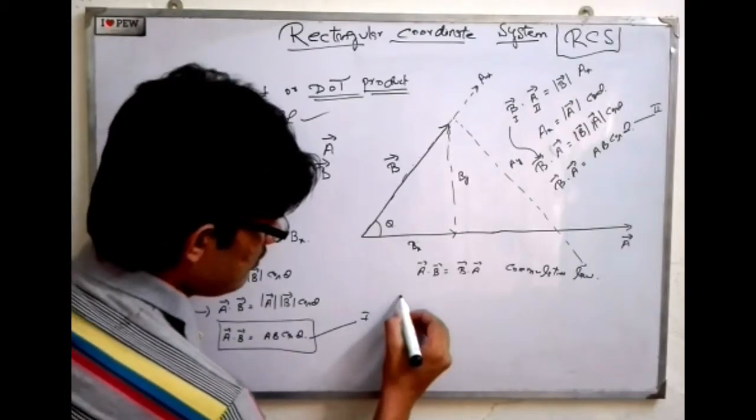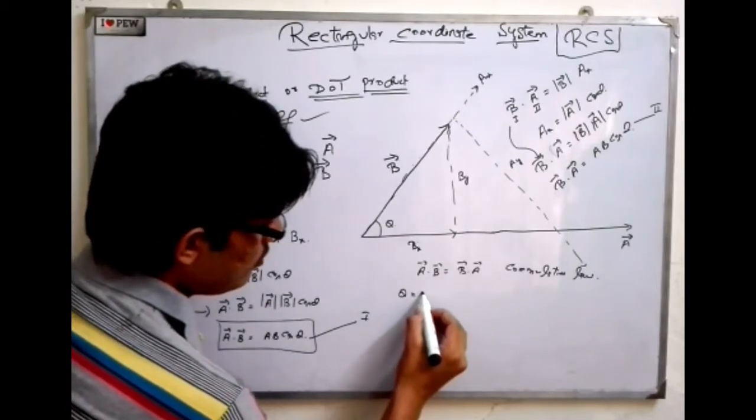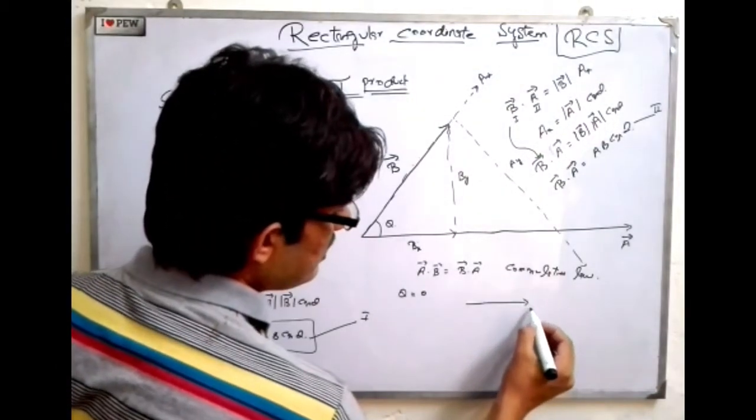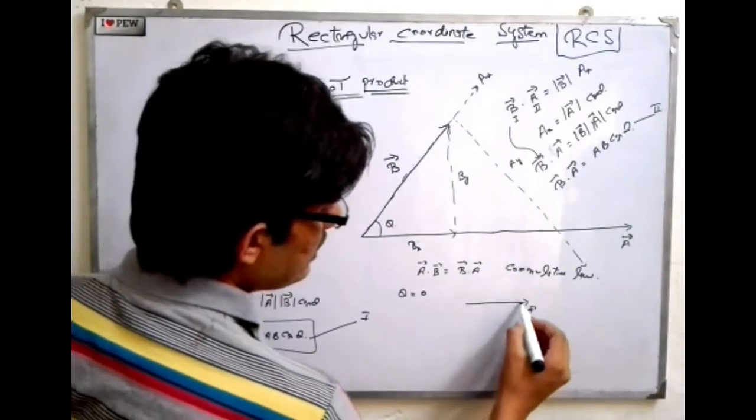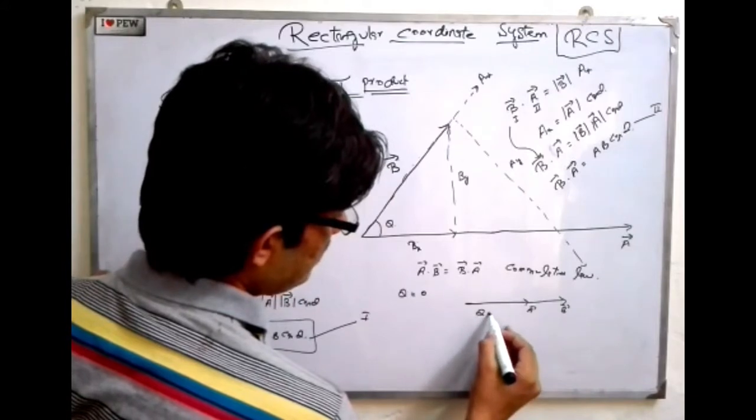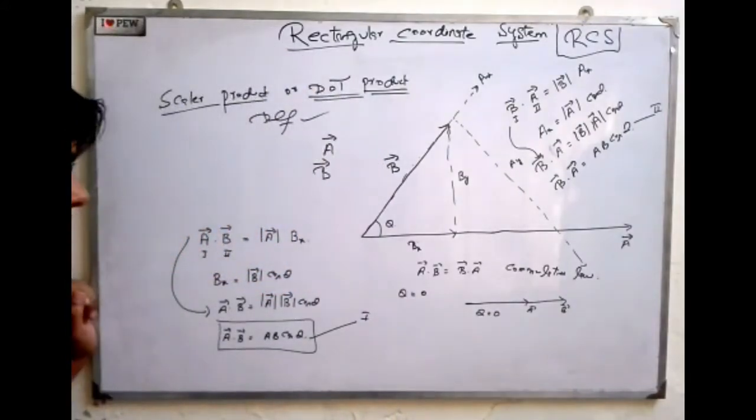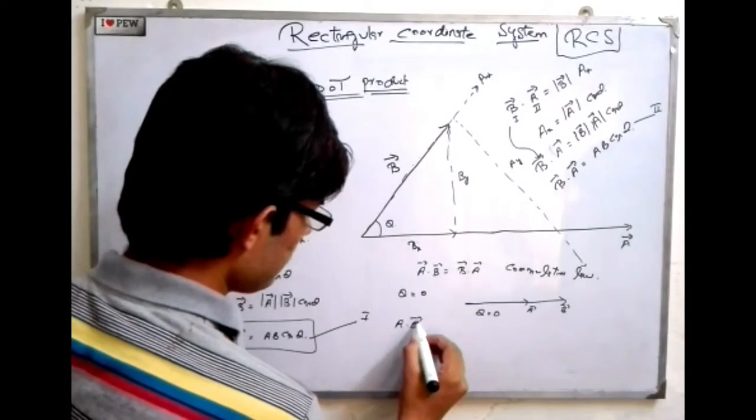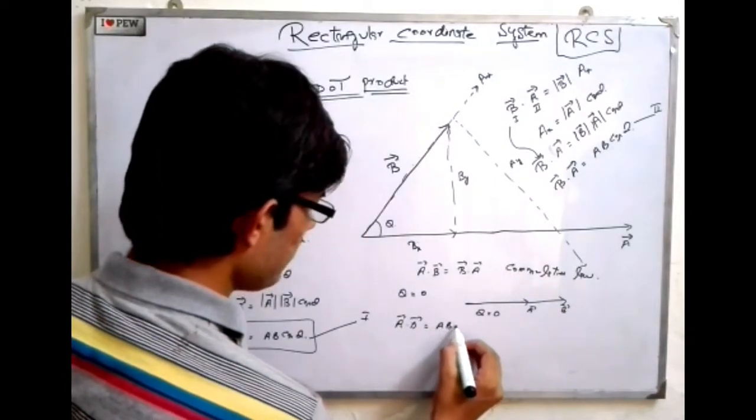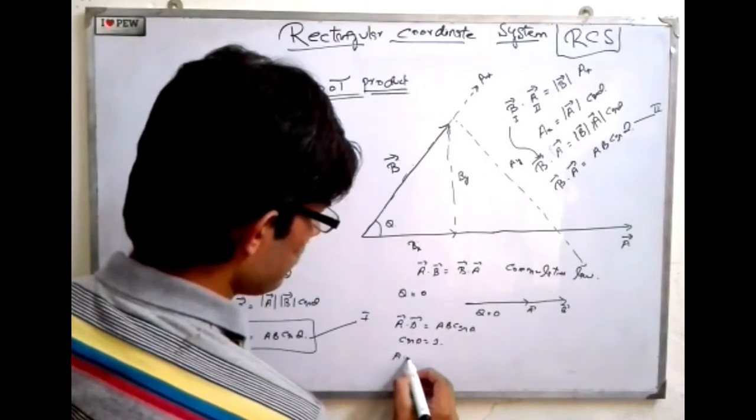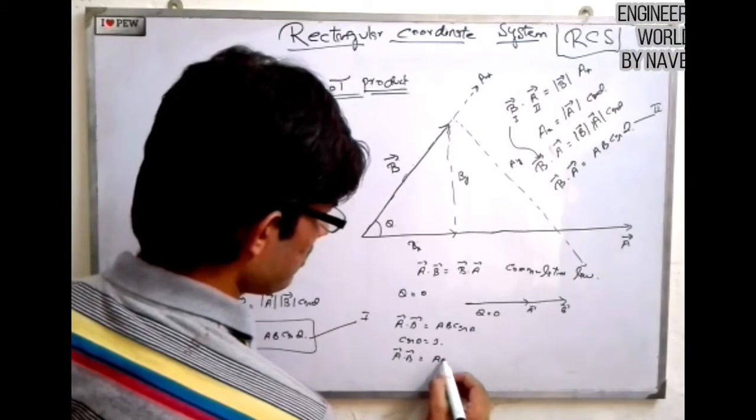Let's say theta is equal to 0. It means that if my vector A is in this direction, my vector B is also in this direction, so theta will be equal to 0. Putting the value of theta equal to 0 in equation 1, we get AB cos 0, and cos 0 is equal to 1. So A dot B will be equal to AB.